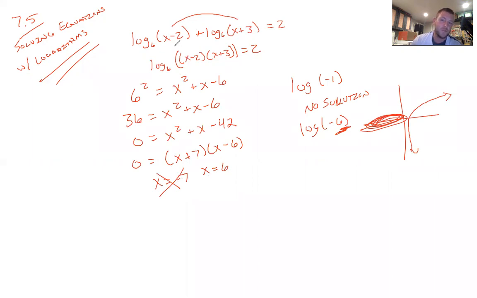But could I plug 6 in? 6 minus 2 would be 4. That's positive. And 6 plus 3 is 9, so that's positive. So my answer is x equals 6. So anytime you have two logarithms, you combine them, then you turn it into an exponential and solve it out.